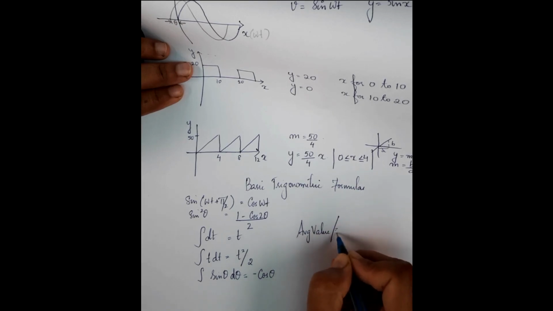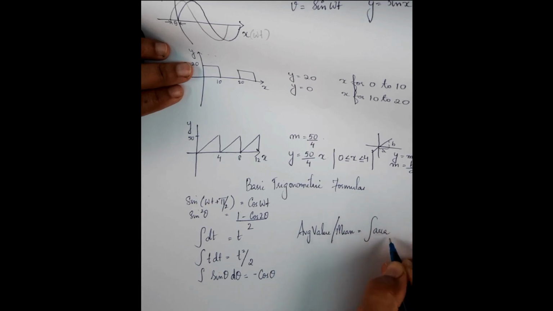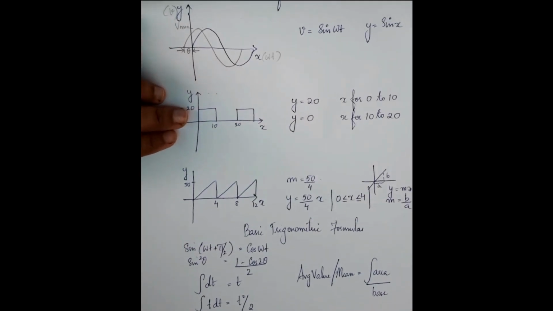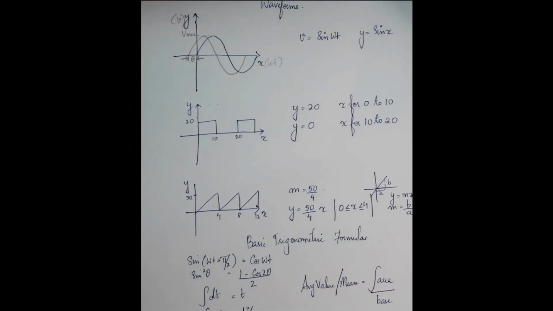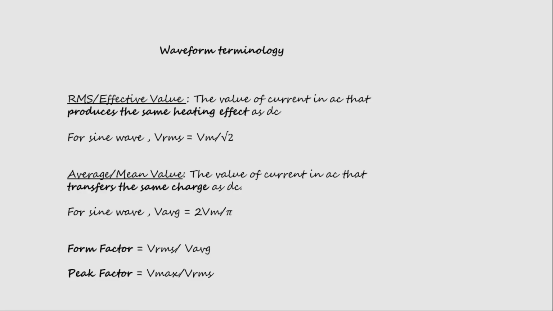Now to find average value or the mean value, we have to integrate the whole area divided by the base or time period. We need this for the following few examples. Root mean square value or effective value. The meanings are quite complicated, but it is usually asked in most of the question papers.